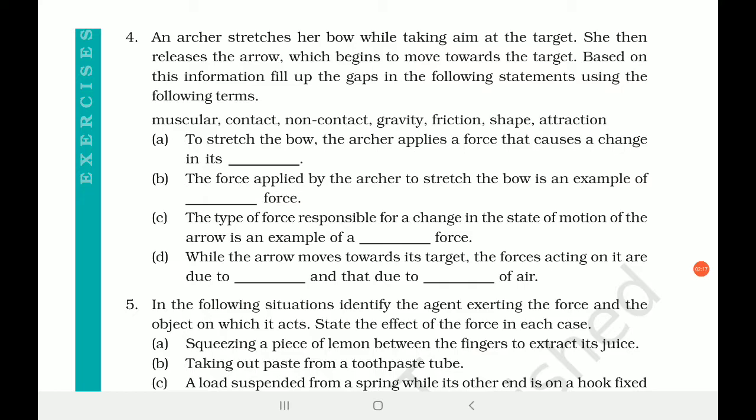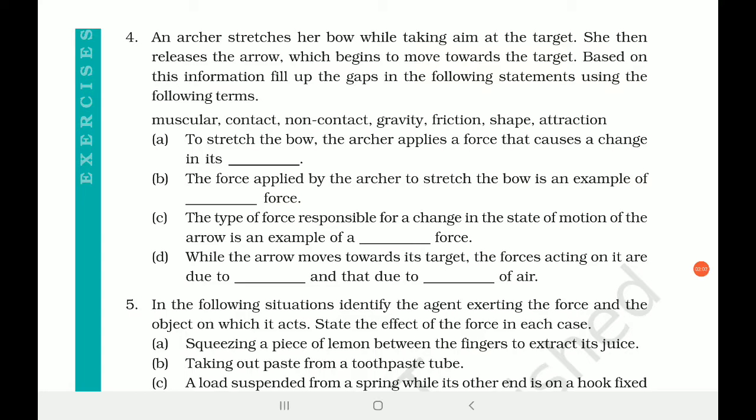An archer stretches her bow while taking aim at the target. She then releases the arrow, which begins to move towards the target. Based on this information, fill up the gaps in the following statements using the terms given there. The muscular, contact, and all are given, right? To stretch the bow, the archer applies a force that causes a change in its shape, of course. The force applied by the archer to stretch the bow is an example of muscular force. The type of force responsible for the change in the state of motion of the arrow is an example of contact force.